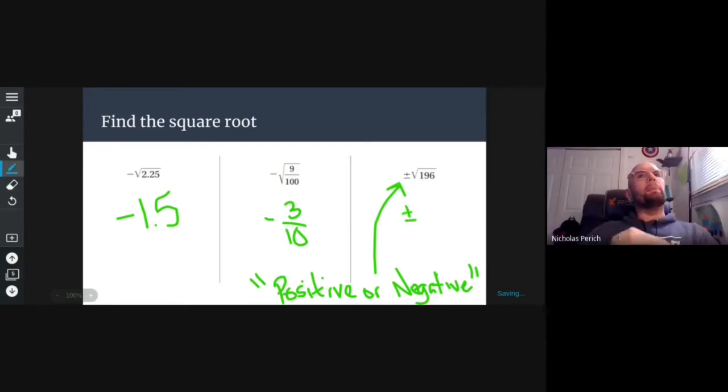Don't overthink it. What's the square root of 196? 14. So positive or negative square root of 196 is positive or negative 14. Just bring it down. All of these had a symbol out in front of the square root, and all we did was bring it down.